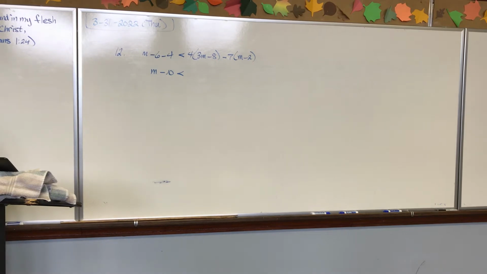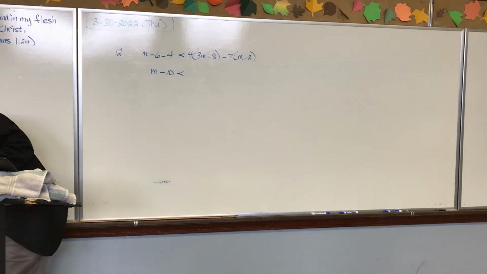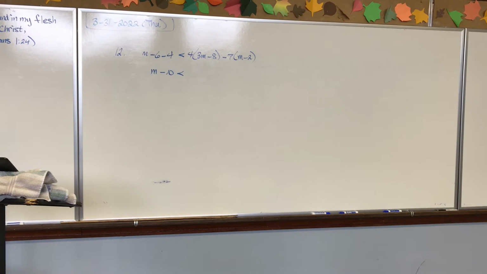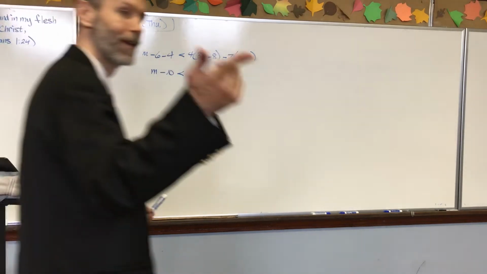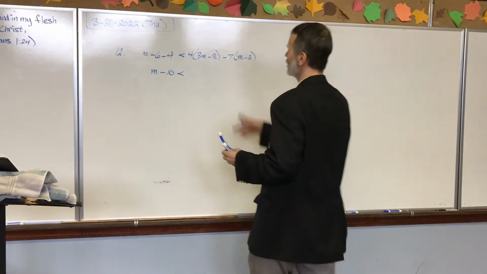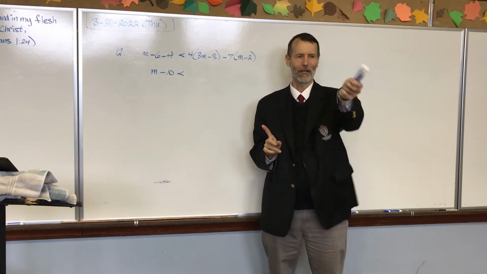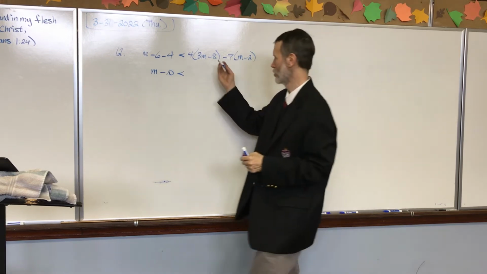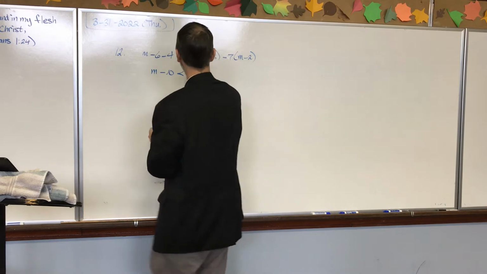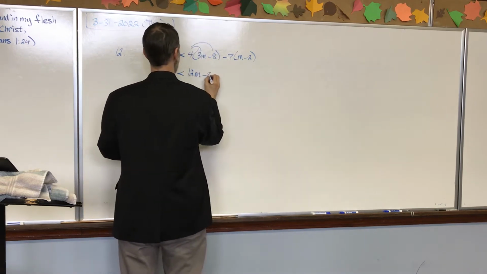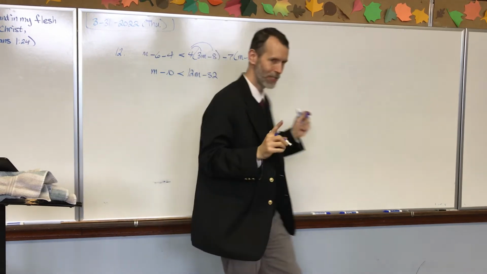Is there anything you can do to it? Look at the parentheses, and the thingy in front of the parentheses. You'd have to do that to both sides, and I'm not solving yet, I'm simplifying. You're on the right track. You could distribute. So it'd be 12m minus 32. Yeah. Now, be careful on the next one.